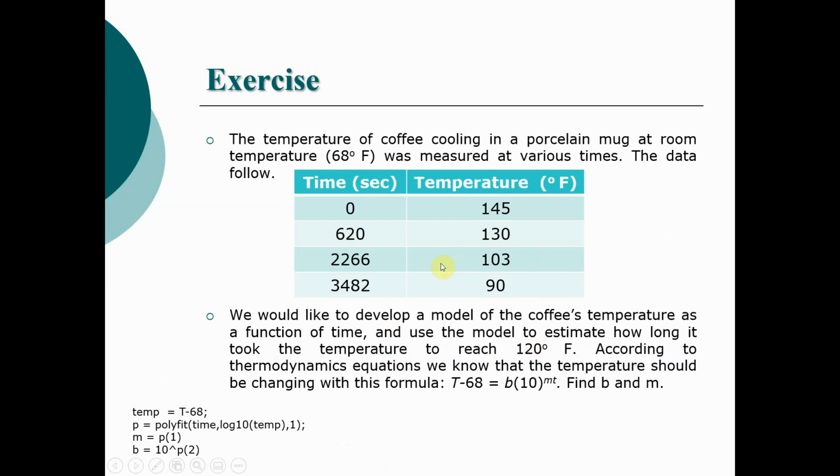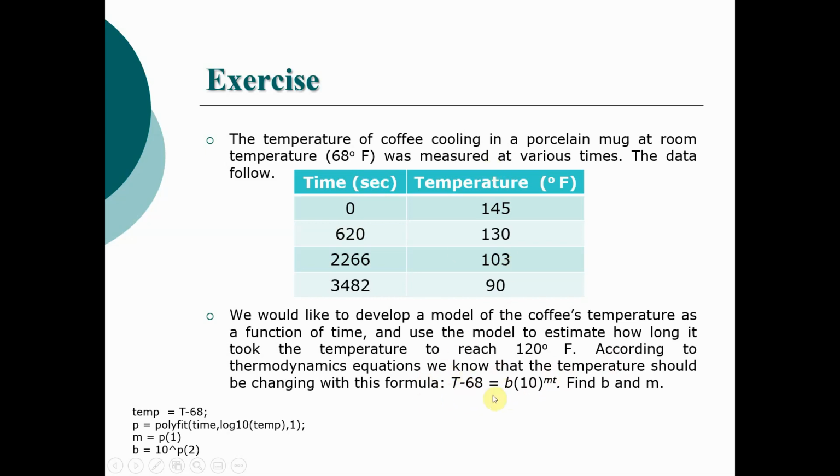The same thing here. You have some data points, right? This is the time, this is the temperature, and you know that the relationship between temperature and time should be something like this, right? It's basically an exponential function, right? You want to find the best b and m, where lowercase t is time and capital T is the temperature, right?